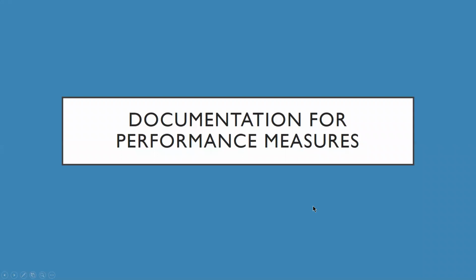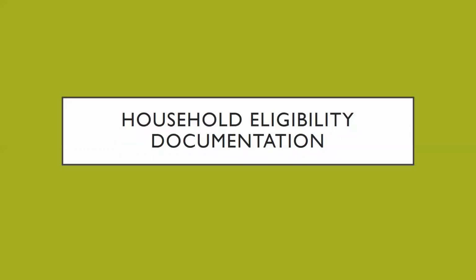In this video, we will talk about the two types of documentation required for reporting on performance measures related to housing services. The first type of documentation you'll have to select and include when reporting on households being served on the performance measure report is the household eligibility.